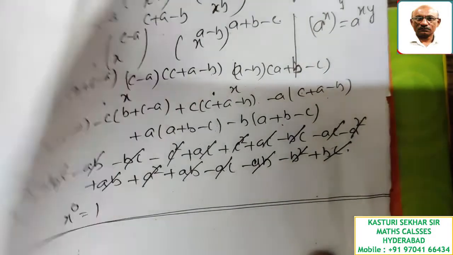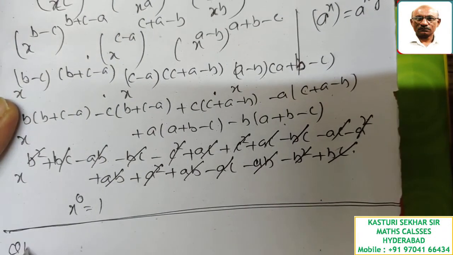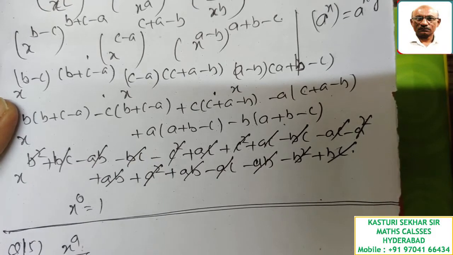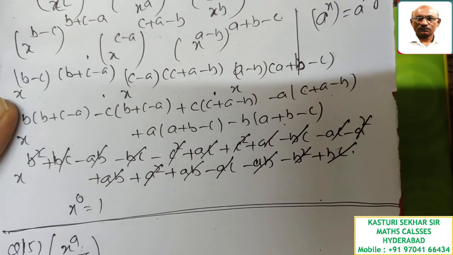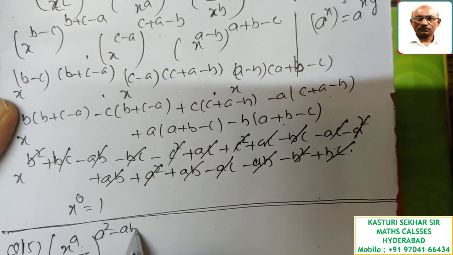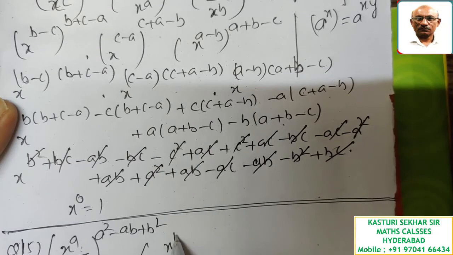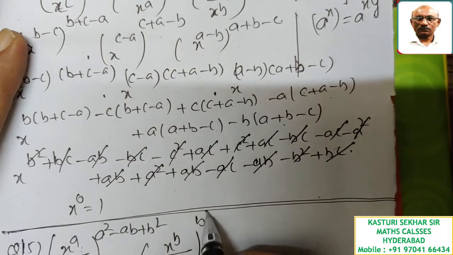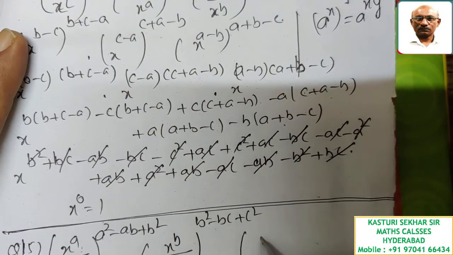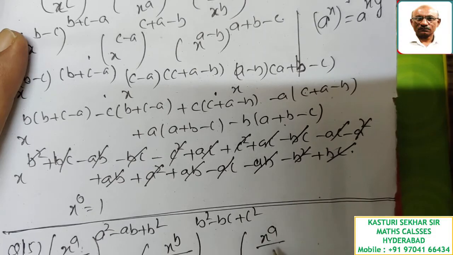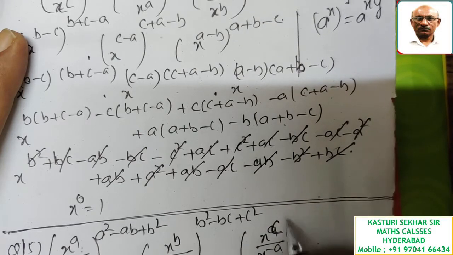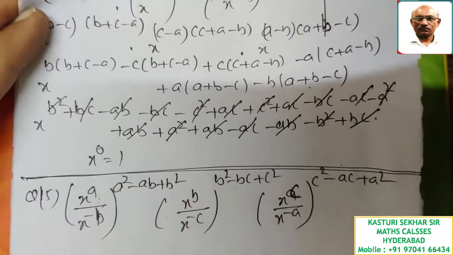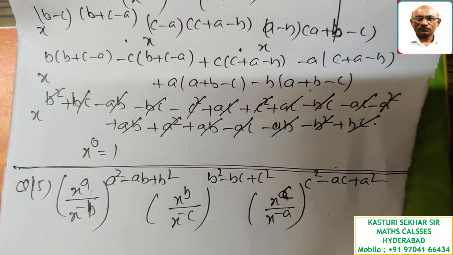This is question number 14. Now let us see question number 15, sir. (x^a / x^(-b))^(a²-ab+b²) · (x^b / x^(-c))^(b²-bc+c²) · (x^c / x^(-a))^(c²-ac+a²). This is my question.